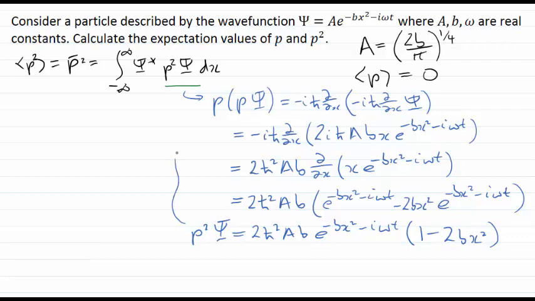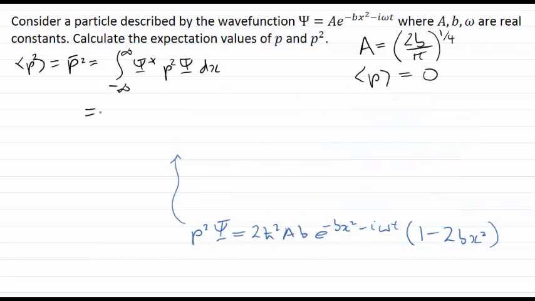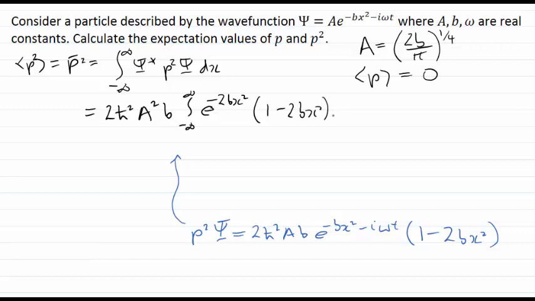And that's what we're going to want to put back up here into our calculation. Once more, making sure we keep track of all of our constants, we're going to have here 2 h bar squared. Again, we'll pick up another factor of a when we put in the psi star, so we get a squared there and b there, and then we'll be doing an integral from minus infinity to infinity of this e to the minus 2bx squared. Remember that the i omega t term will again cancel out when we use the complex conjugation, multiplying through into this 1 minus 2bx squared dx.